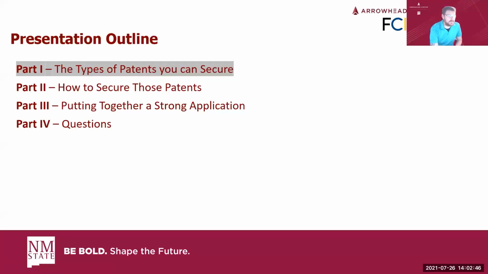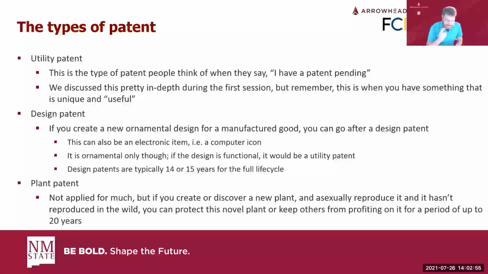So beyond the basic information about provisional and non-provisional, when we're talking patents, there's three types of patents that people often refer to: a utility patent, a design patent, and a plant patent. If you ever hear someone say, well, I have a patent pending, or I got a patent on this, more than likely 95% of the time they're talking about a utility patent.